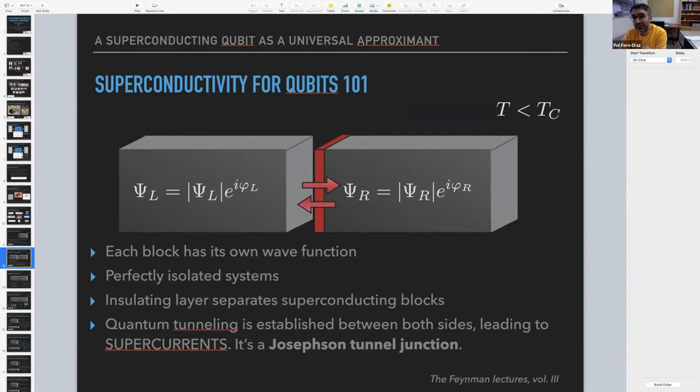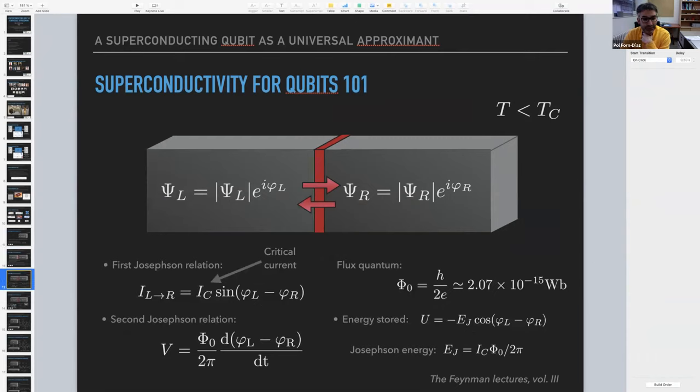There is quantum tunneling established between both blocks if this insulating barrier in between is sufficiently thin. This is known as the Josephson effect, and what I'm showing here is a Josephson tunnel junction. Here they are together. This effect, this supercurrent, is described by the first Josephson relation, which was already postulated or calculated in 1962 by Brian Josephson. And it tells us that the supercurrent crossing this boundary has a certain maximum, which is known as the critical current. This is related to the transparency of this barrier, and it is proportional to the sine of the phase difference between the two blocks.